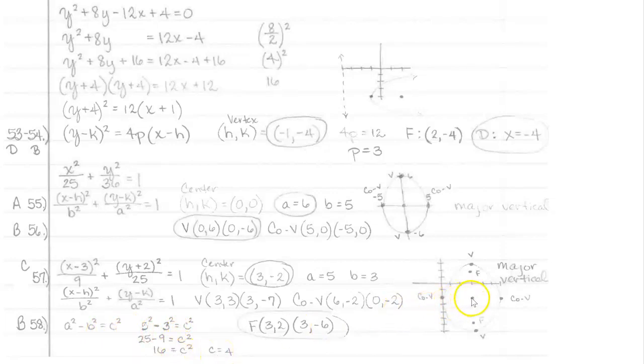So if I start right here and I go up 4, that puts me at one focus, and go down 4, it puts me at the other one. So here are my foci. You also could just say -2 plus 4 is 2, and -2 minus 4 is -6, and get to them that way as well if you wanted to.